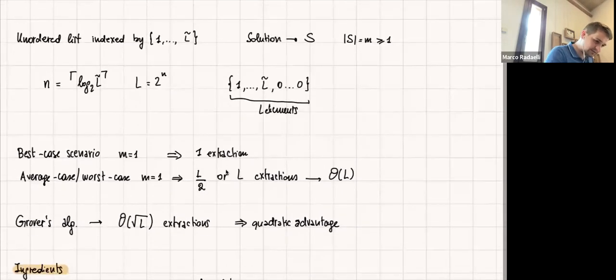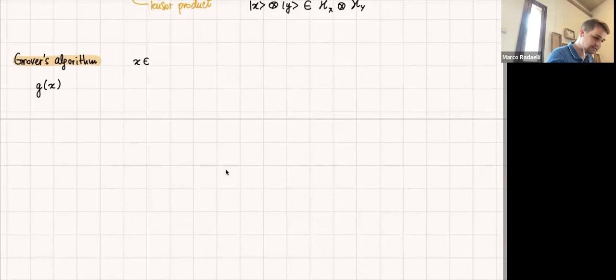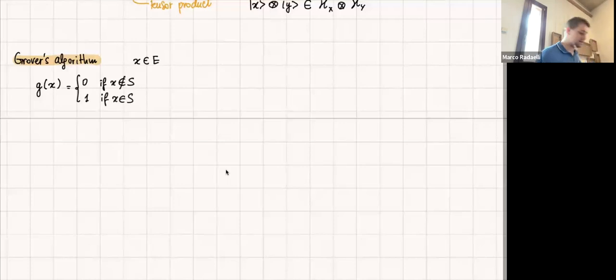Let's give the space a name. It's probably easier this way. Let's call it E, for example, the space of elements. So say that x belongs to E. Now we define a function g of x, which gives 0 if x doesn't belong to the set of solutions, and 1 if x belongs to the set of solutions.